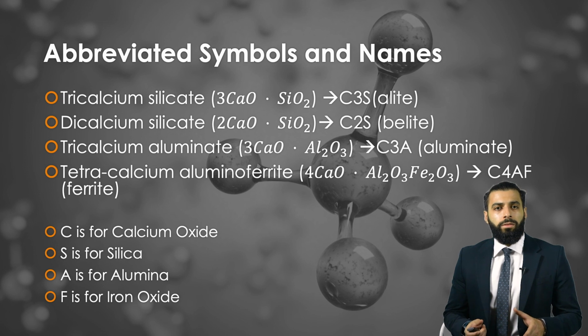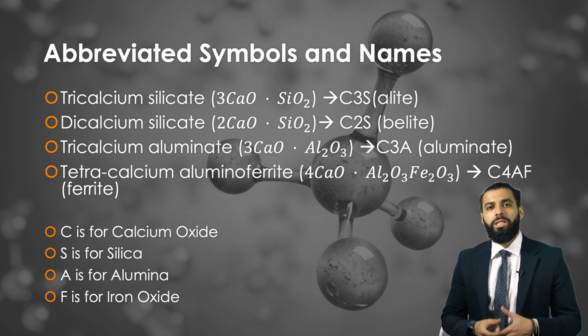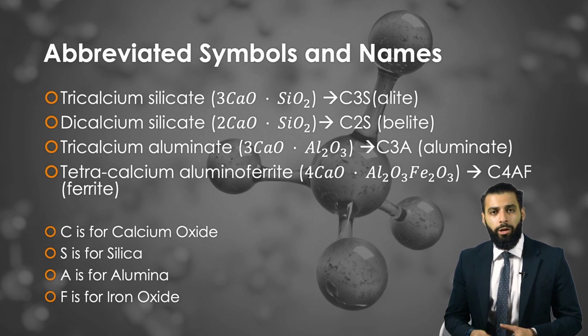Now the names are a bit huge, so to make our lives a bit easier, we adopt an abbreviated name. The formula is abbreviated as well. For tricalcium silicate, it becomes C3S. Now the C refers to the calcium oxide part, and then you have the S, which is for the silica component. Given that we have 3 calcium oxides in the formula, we have C3, and then the S is for the silica, as I said. The abbreviated name for that is alite.